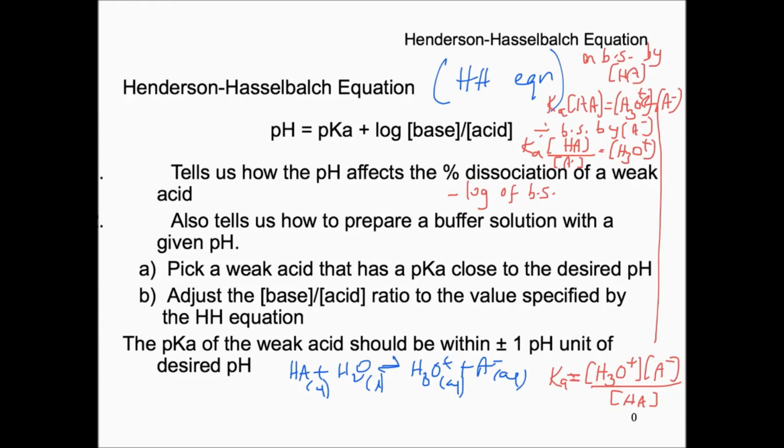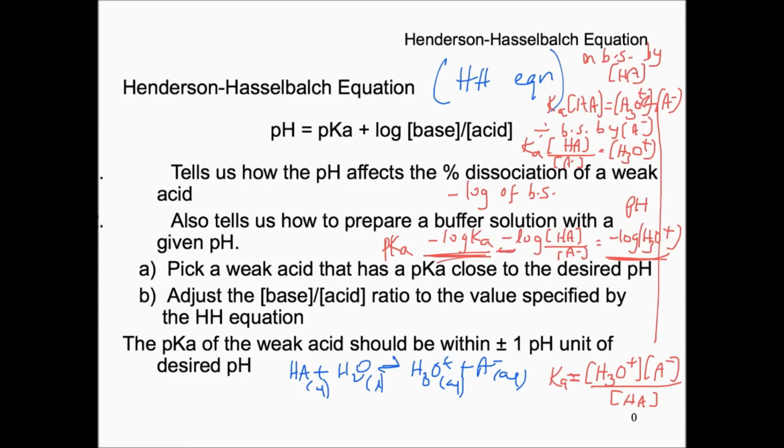So that means negative log of Ka minus log of HA over A minus is negative log of hydronium. But what is negative log of hydronium? Aha, that's pH. That's pH. What is negative log of Ka? That's pKa. And you can write this right now, it's acid over base, but that's with the negative sign.